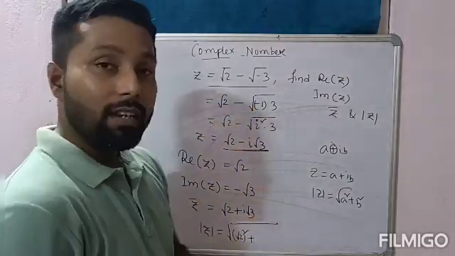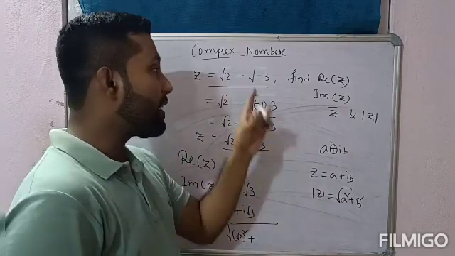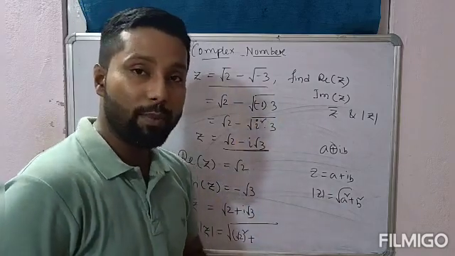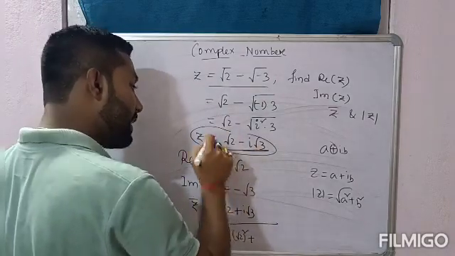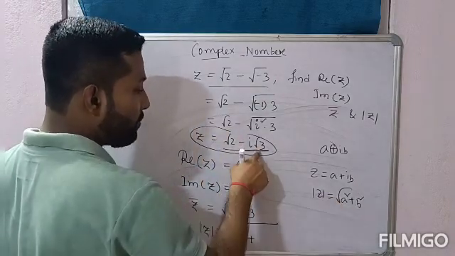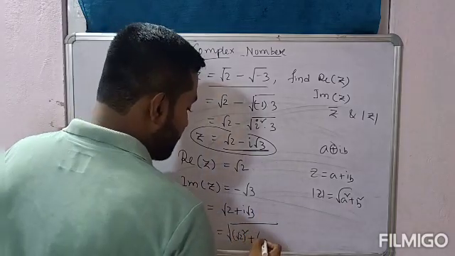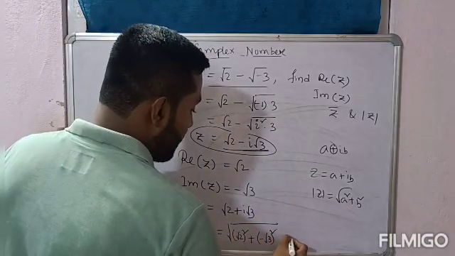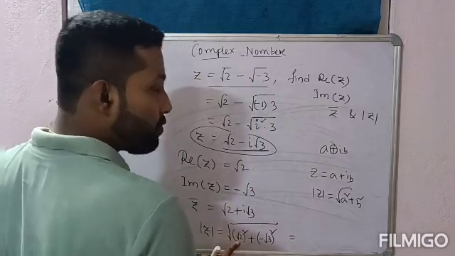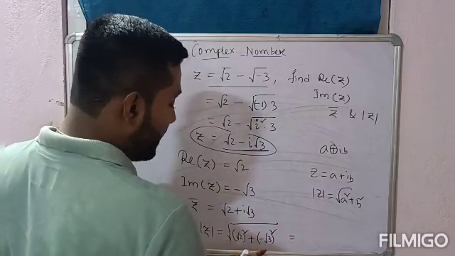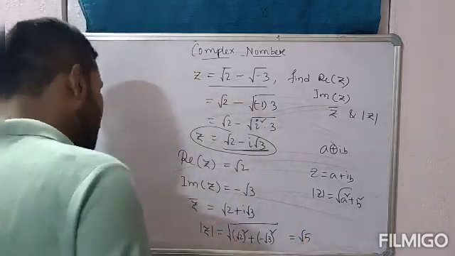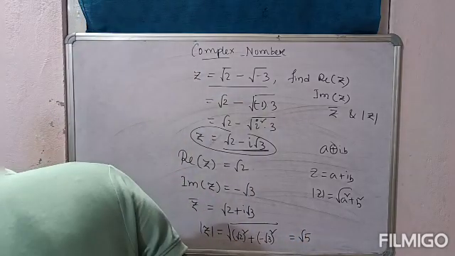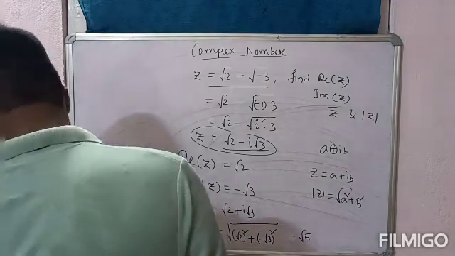Okay, don't use the given complex number because the given complex number is not in the form of a plus ib. So after modification only whatever result we get, that result only you have to use. So the value of b is here -√3. So -√3 whole square. So √2 whole square is 2. √3 whole square is 3. 2 plus 3 that is equal to √5. So the value of mod z is equal to √5. Alright.